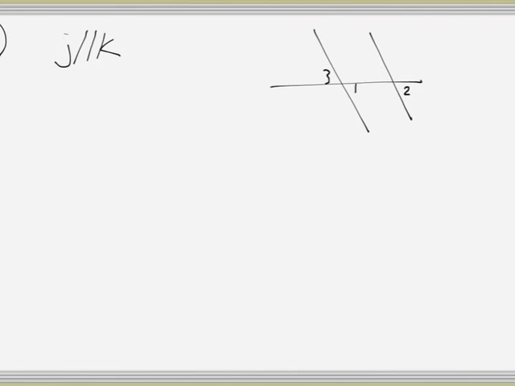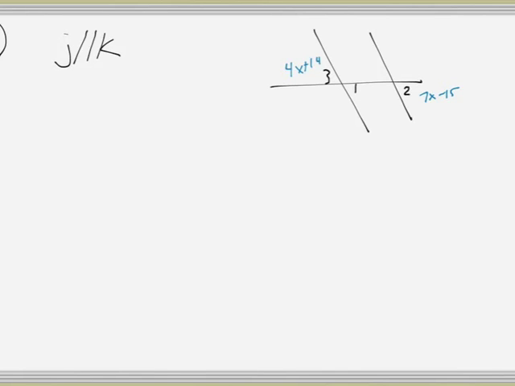All right, in this one, we are told J is parallel to K, and we've got this picture. We're also told that angle 3 is equal to 4x plus 14, and that angle 2 is equal to 7x minus 15, and it says find x. Right? This is not a proof. It didn't say prove anything about x. It says find x. We need to solve for x.